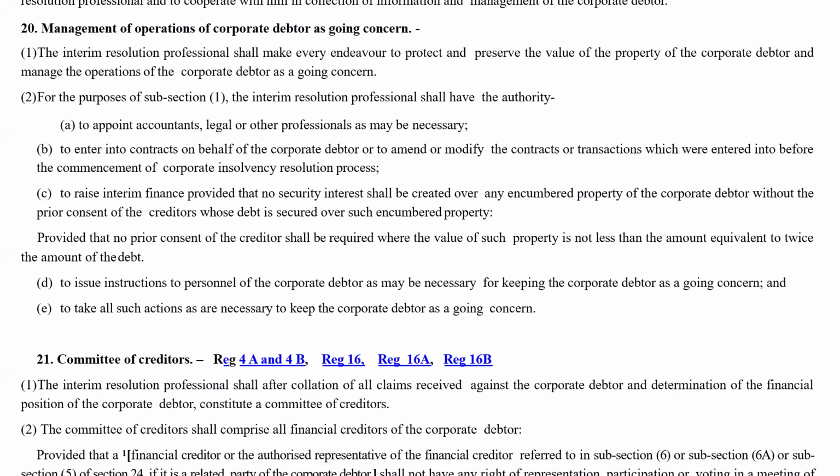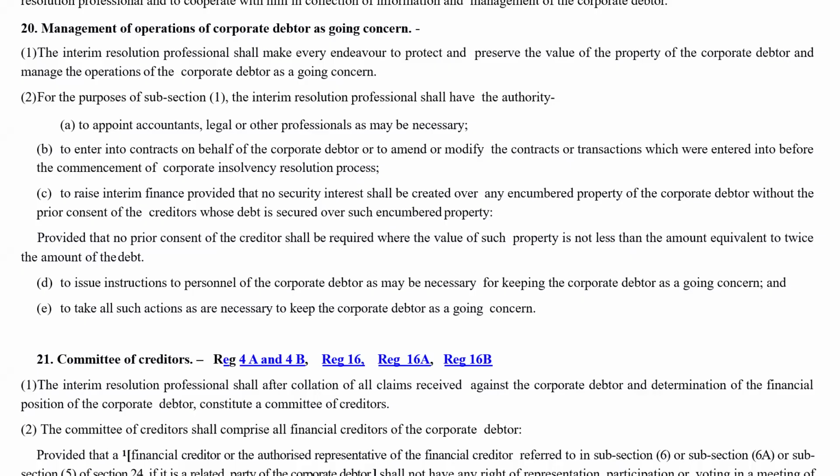Now, whether the IRP shall be in a position to give that security. So it says, if some security interest has to be created, then the consent of the creditors whose debt is secured over such encumbered property has to be taken. Right? Suppose the CD has already taken a loan and all the assets have been secured. All the loans have been secured to the satisfaction of the creditors. Security interest has been created in favor of the creditors, say bankers. Now, to tide over this financial crisis, the RP is thinking of raising some interim finance. Now, what shall be offered as security? So it says, first of all, you have to take the consent of the creditors whose debt is secured.